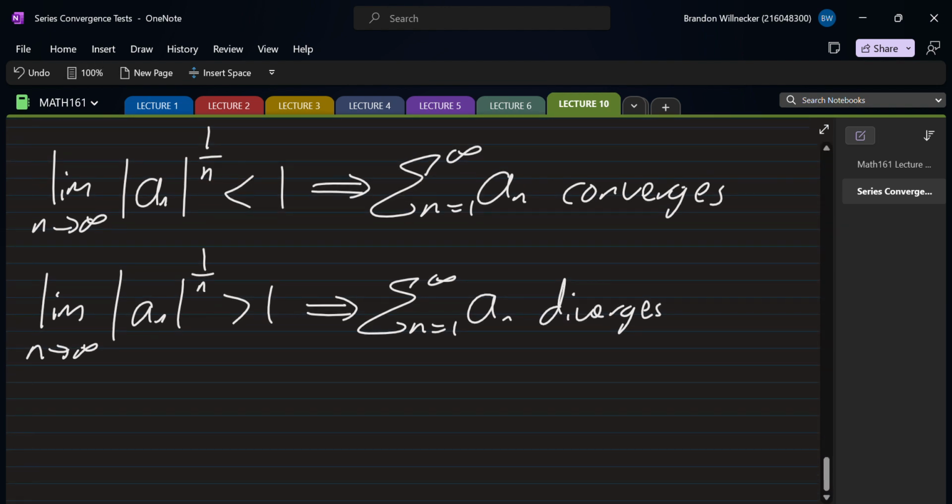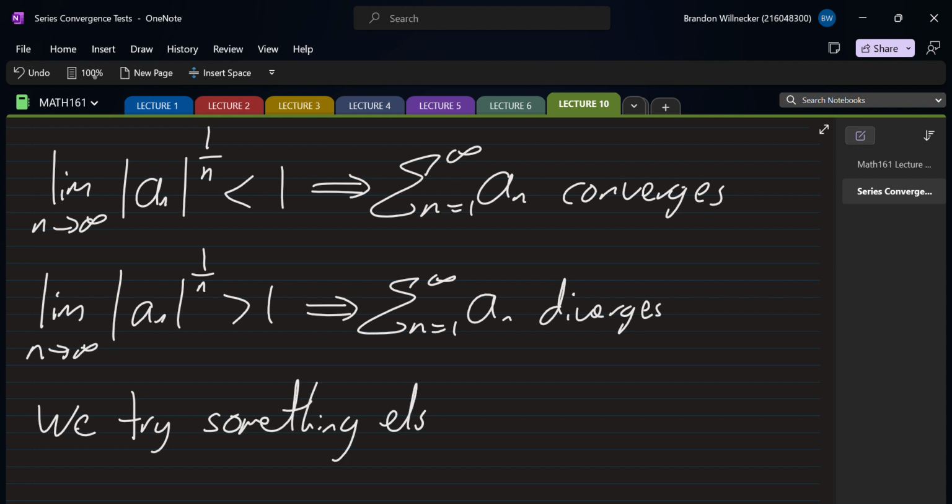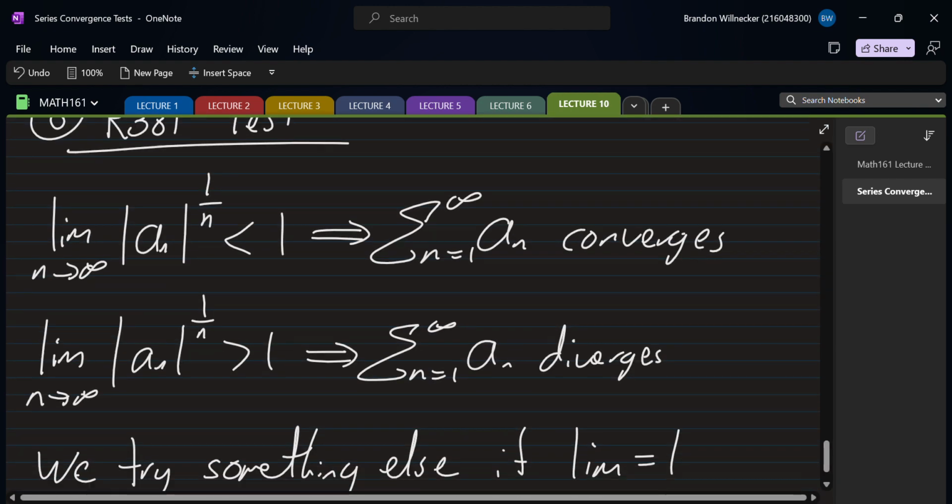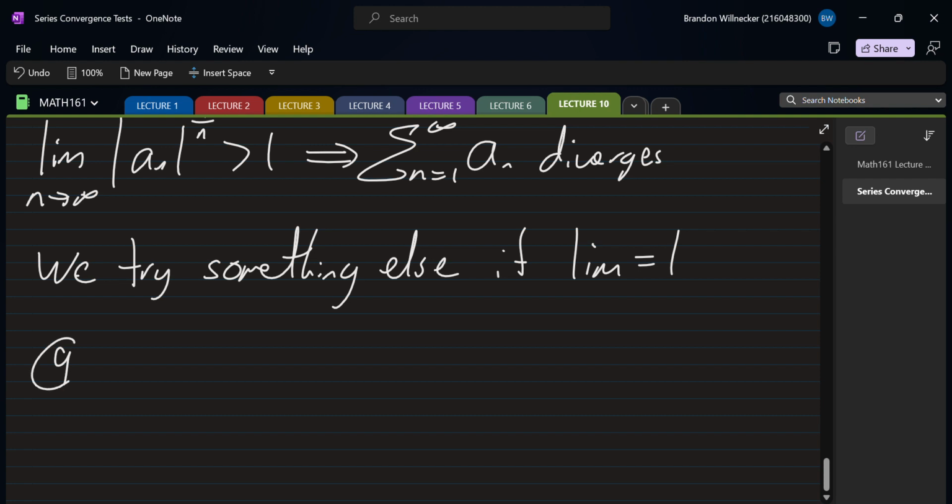So it diverges, and again, similar to the previous one, if it is equal to 1, it's inconclusive, we need to try something else. Same as the previous one, if you end up with a limit value of 1, then you need to try another test. Okay, 2 more. Number 9, the P-series test.